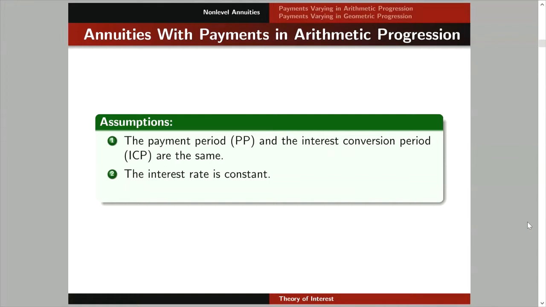And finally, since we will be dealing with annuities where payments vary arithmetically, we assume here that the payments are not of level amounts. So here, payment amounts differ, but there is a pattern. Actually, the payments form an arithmetic progression.